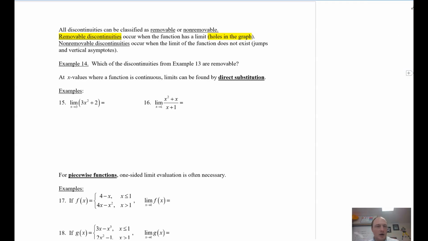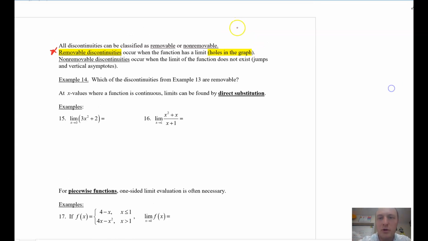All right, I'm almost done with this video. This says all discontinuities can be classified as removable or non-removable. Non-removable discontinuities occur when the limit of the function does not exist. It jumps or it's vertical asymptotes. So by that logic, removable discontinuities occur when the function has a limit. So it has a limit, just its function value is something else, or it doesn't exist. So that would be a hole. So removable is a hole.